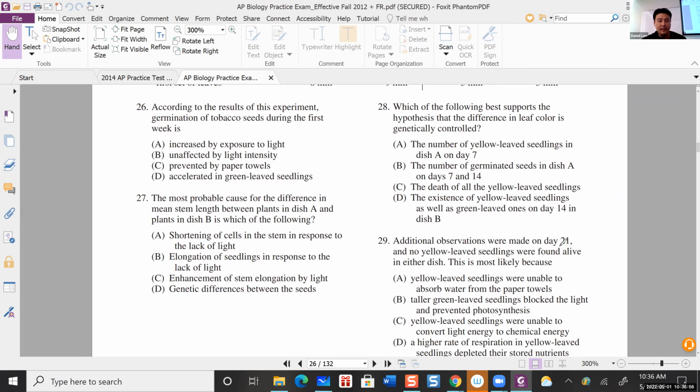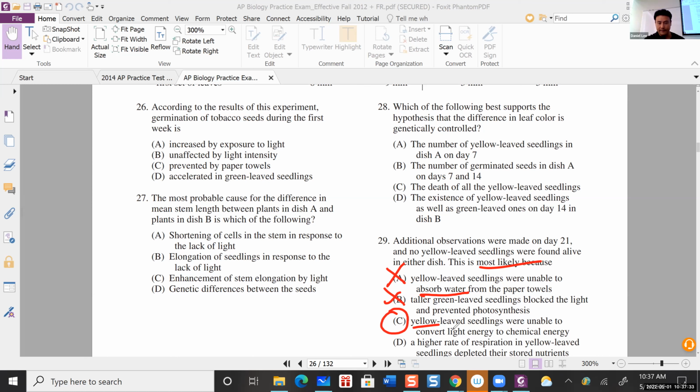Additional observations were made on day 21, so you leave it another week. No yellow ceiling were found alive, they're all dead. What is the most likely cause, right? Yellow leaf ceiling were unable to absorb water. Water has to do with roots, you know? Taller green leaves block the light, prevent photosynthesis. We have no information about their height. They're about the same height, so probably not. And C, yellow ceilings were unable to convert light energy into chemical energy. A higher rate of respiration in yellow, no. So the answer is C.